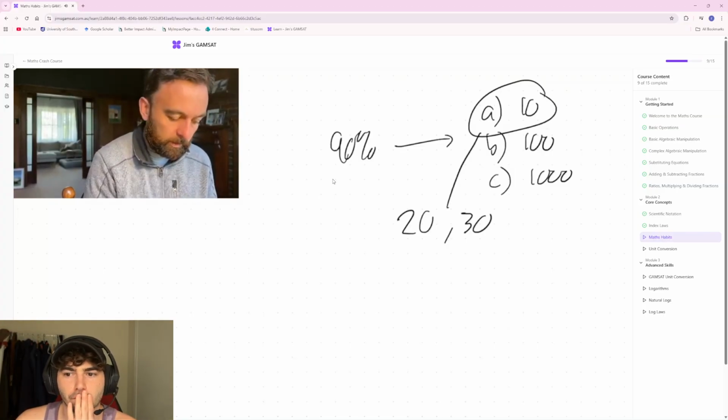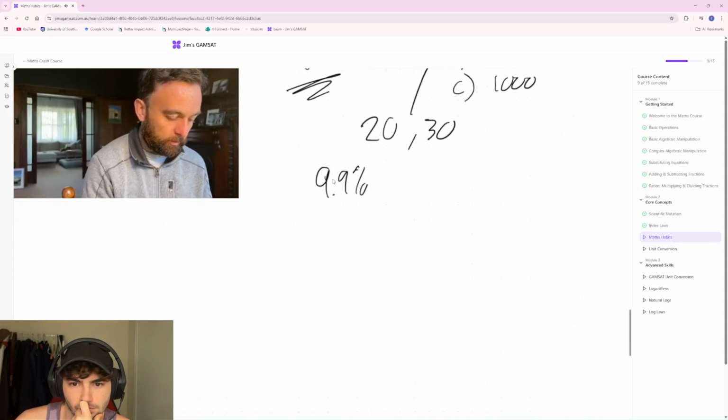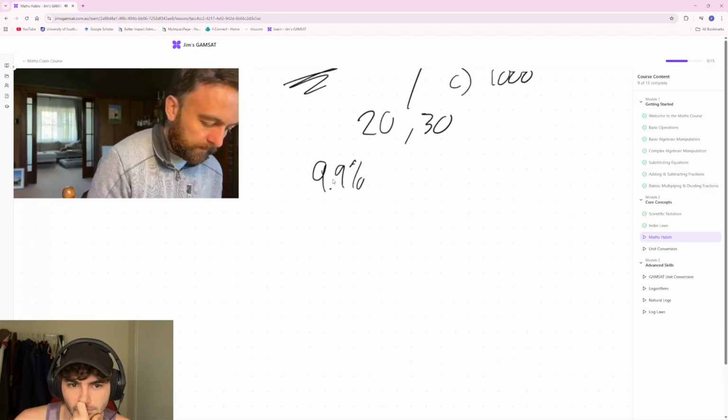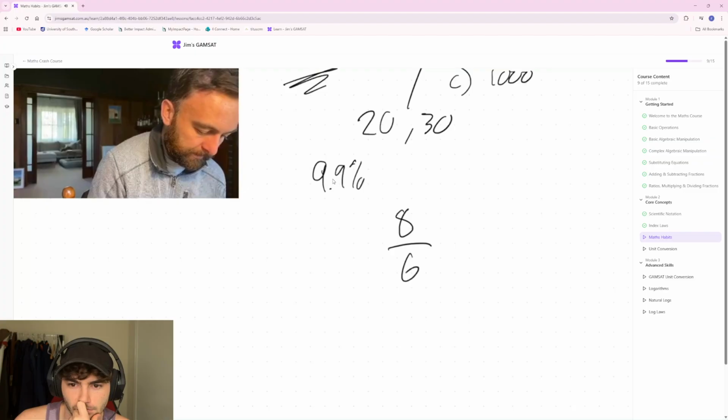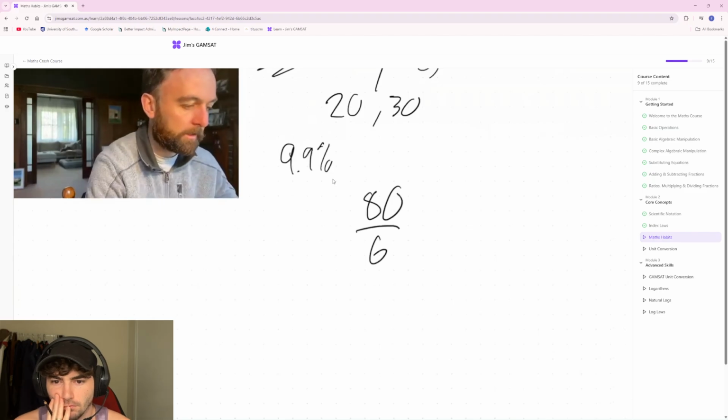Which answer are you going to pick? If you got 20 or 30, there's no way you're not picking A anyway. So 90% of the time that happens. 9.9% of the time, what happens is you're stuck in between two answers. So let's just say you had 80 divided by 6 or something like that. So not the nicest, and I'll actually just calculate what this is exactly.